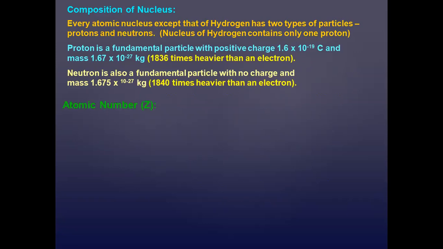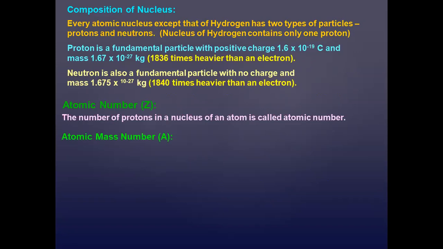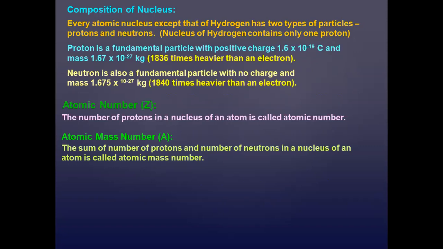Next concept, atomic number. The number of protons in the nucleus of the atom is called the atomic number. The properties of any element depend upon the number of protons, neutrons, as well as the number of electrons revolving in different orbits. Second concept, atomic mass number. The summation of protons and neutrons in the nucleus of the atom is called the atomic mass number. It is denoted by capital A. So A is equal to Z plus N, where Z is the atomic number, the number of protons, and N is the number of neutrons.